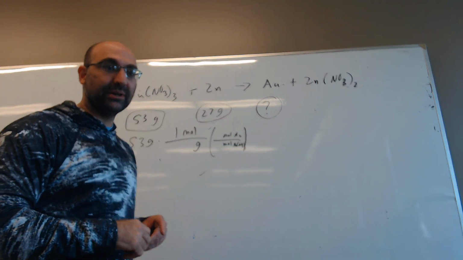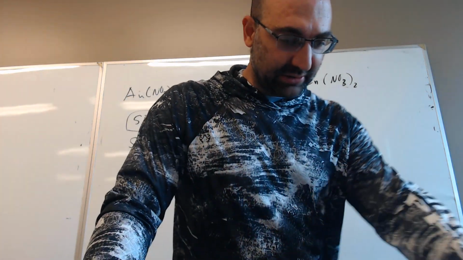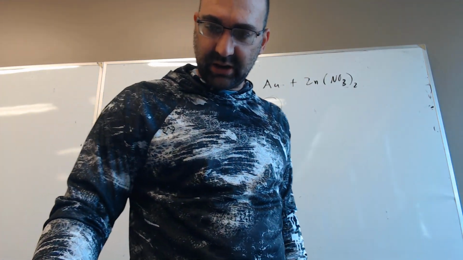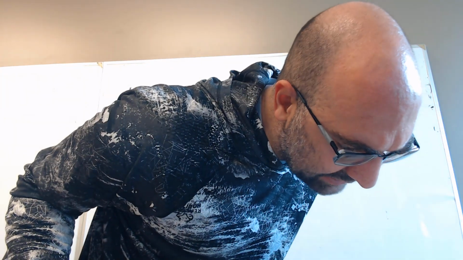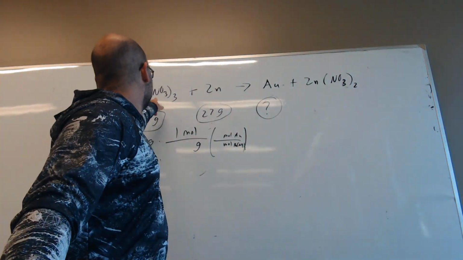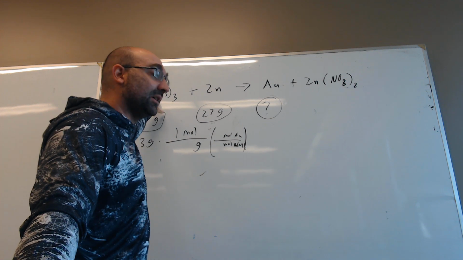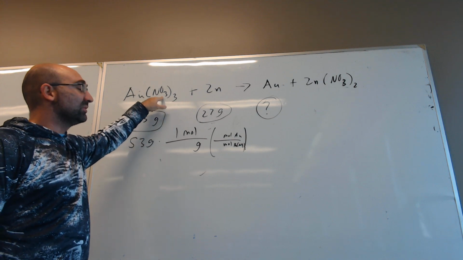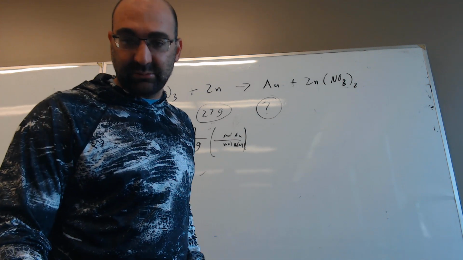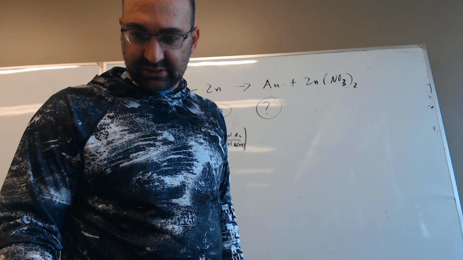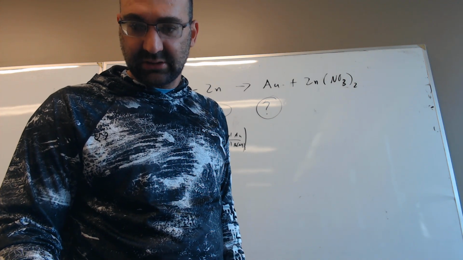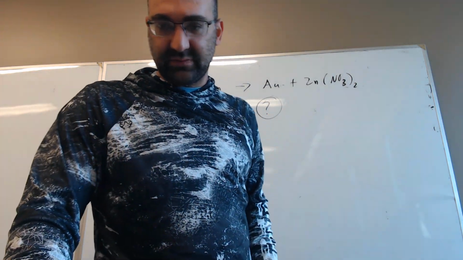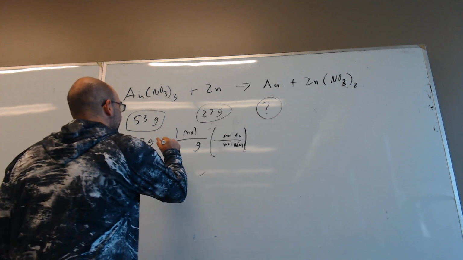Okay, so it's gold 3 nitrate. So I have to go to my periodic table. I find gold. Gold is 196.97. Plus, this is 3 nitrates. So it's going to be 3 times 14 plus 3 times 3, which is 9, times 16. So it's going to be plus 9 times 16 plus 3 times 14. I rounded those sig figs; it's 15.999 and 14.007. But for now, it's going to be 382.97.